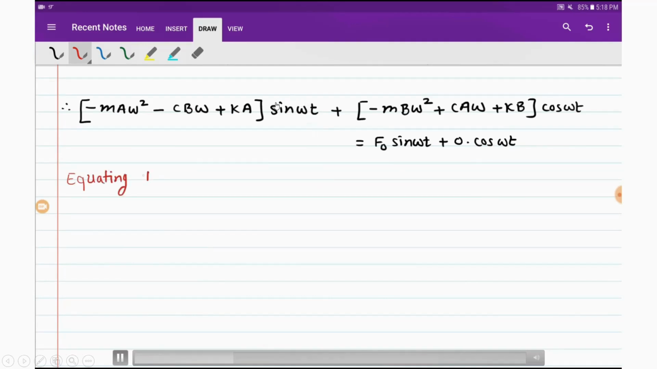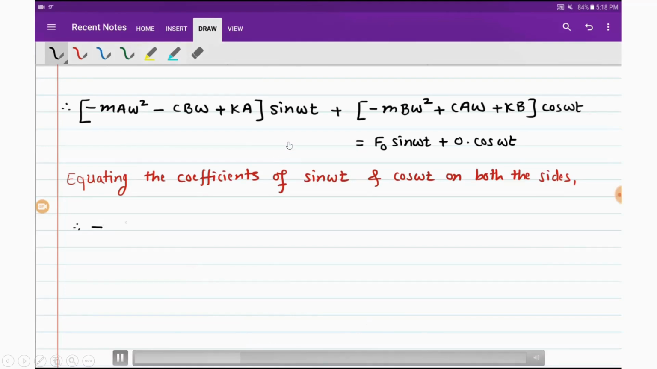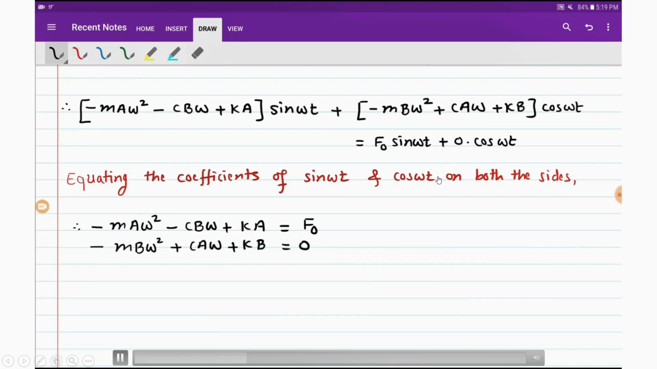Now we can equate the coefficients of sine omega t and cos omega t from both the sides. On the left hand side, the coefficient of sine omega t is this bracketed term. On the right hand side, the coefficient is f0. So minus m a omega square minus c b omega plus k a has to be equal to f0. Whereas the coefficient of cos omega t is minus m b omega square plus c a omega plus k b, equal to 0, since the coefficient of the cos term is 0 on the right hand side. So these are the two equations which we have obtained.